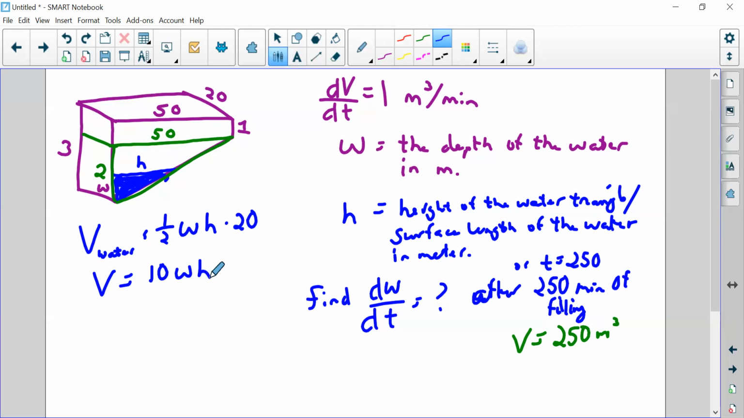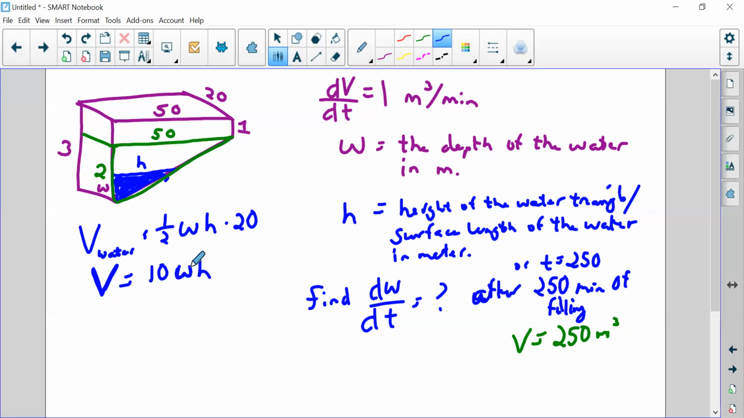Now, what rate of change do we know? What rate of change are we trying to figure out? We know the rate of change of the volume, so I want to keep the V variable. And we want to find the rate of change of W. It's right here, dW/dt.